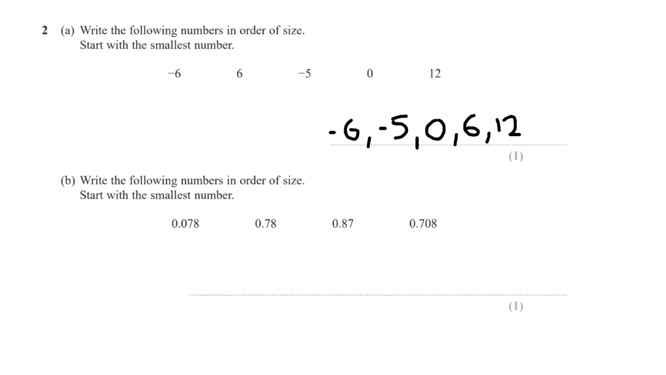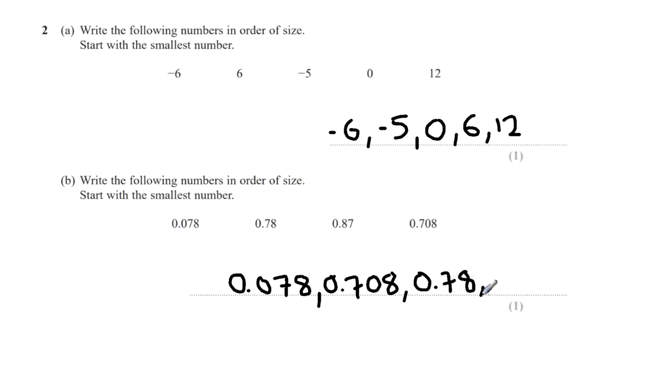Write the following numbers in order of size. Start with the smallest number. So the smallest number is 0.078, and then we have 0.708, and then we have 0.78, and then we have 0.87.